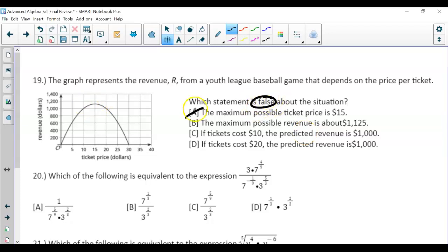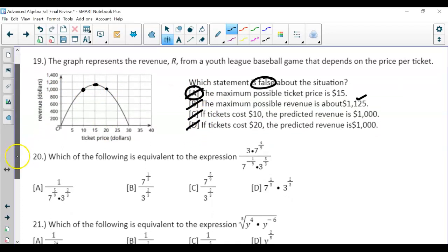So we're looking for false. Sorry, I just realized that. Let's see if A is our answer and everything else is true. So the maximum possible revenue, the max is here halfway at $1,125. So this is true. When tickets cost $10, the revenue is $1,000. So again, true. At $20, the revenue is also $1,000. So that's why the answer is A.